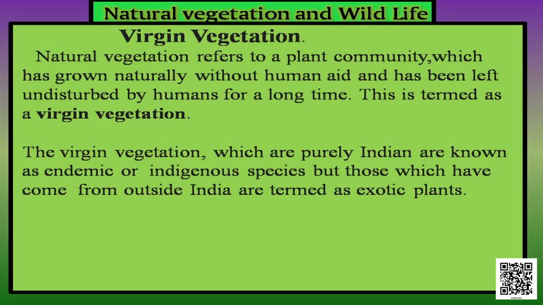Let us know about what is virgin vegetation. Virgin vegetation is the plant community that grows naturally without human interference and is left undisturbed for a long time. The vegetation that is purely of Indian origin is called endemic or indigenous plant species. Whereas the vegetation that comes from outside of India is known as exotic plants. So, this is all about virgin vegetation.